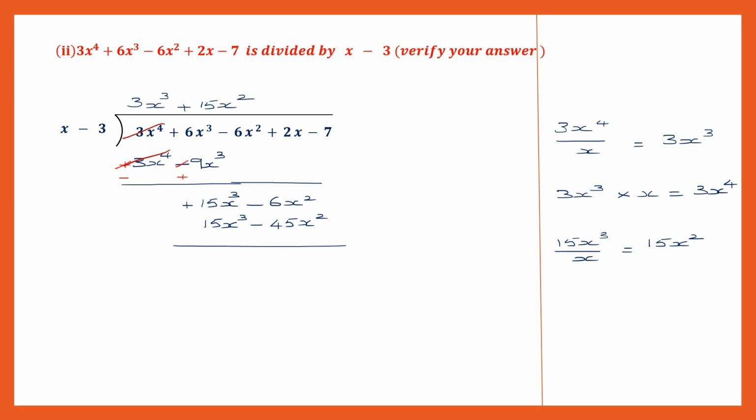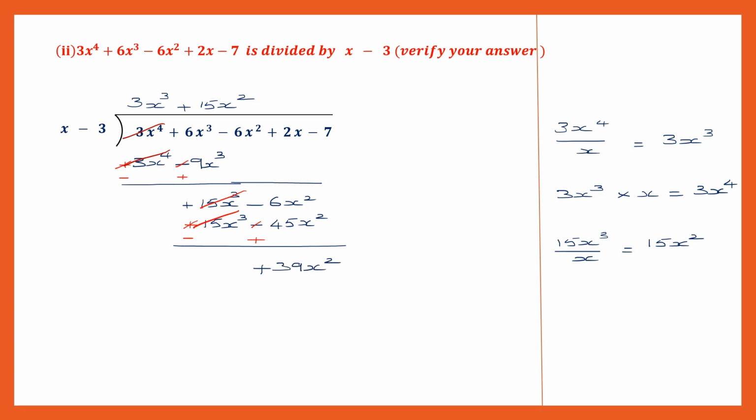Again, here we're going to subtract. So let's change the signs. This is plus, which is now going to become minus. Minus is going to become plus. Now here we have 15x cube and minus 15x cube, which will get cancelled. Then here, what do we have? Here signs are different, so we put the sign of the bigger number plus and we subtract 45 minus 6, which is 39x square.